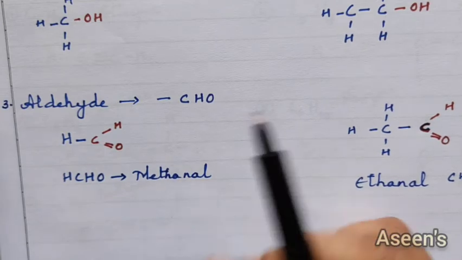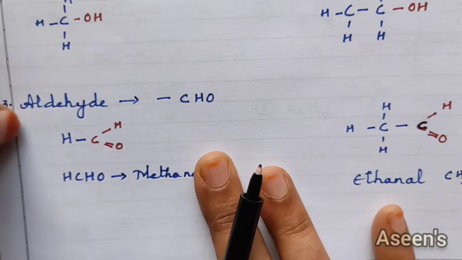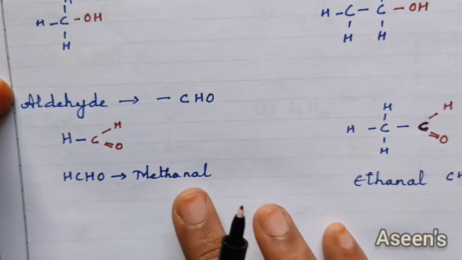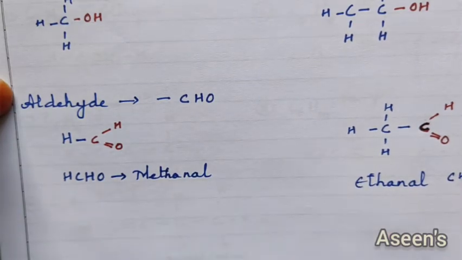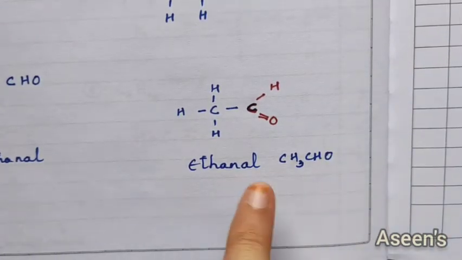So methane, and in this case, the suffix added should be al. Like in alcohol, it was ol. Here it's supposed to be al. So it's going to be methanal. Okay. Similarly, we're going to see the second example, that is ethanal.